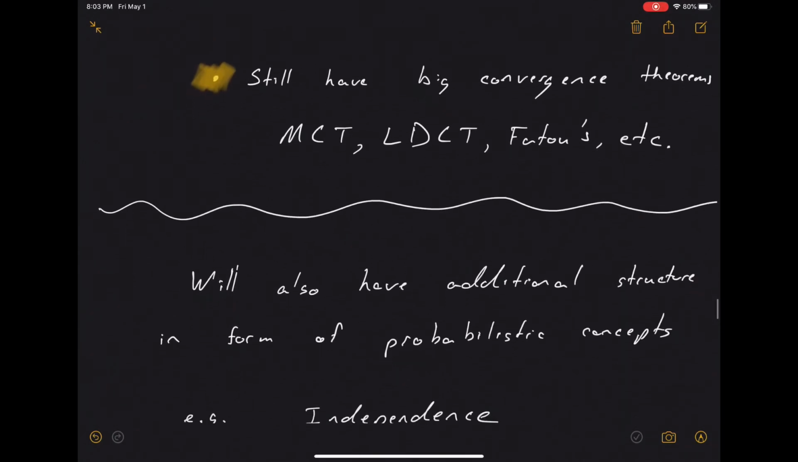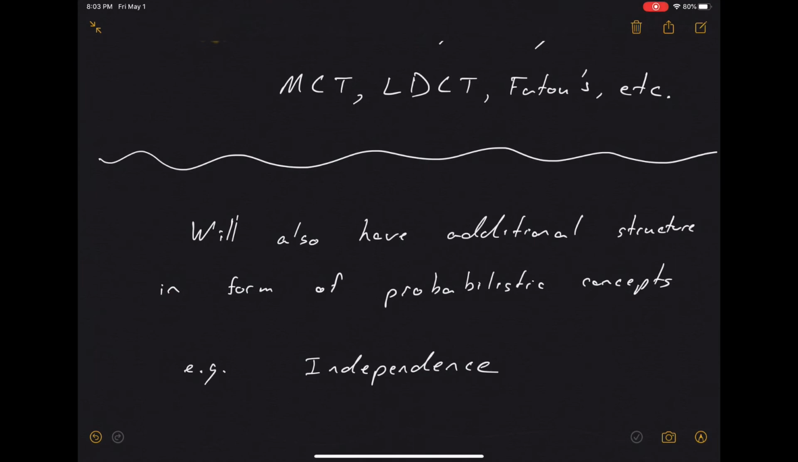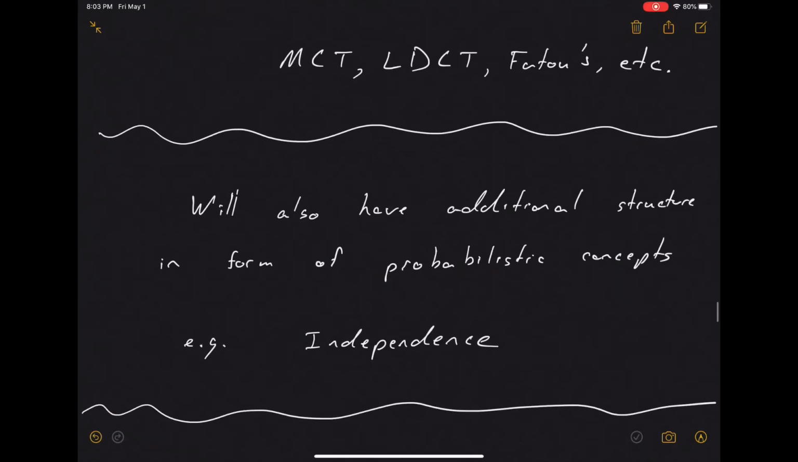We will have additional structure unique to probability, as I said: the idea of independence, correlation. These are things unique to probability that add a little more unique structure to the field, not just strictly real analysis.